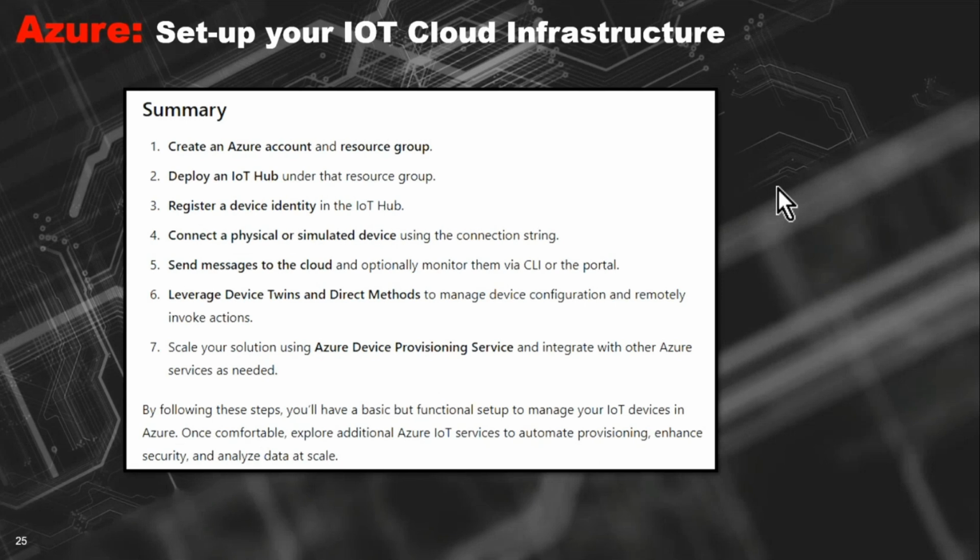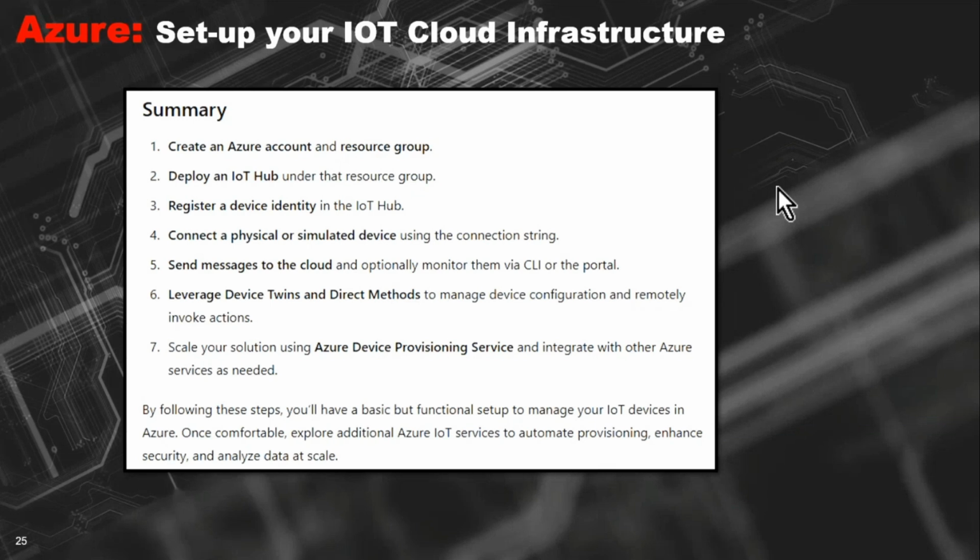So in summary, you create an Azure account, you need to create a resource group, you need to deploy an IoT Hub underneath the resource group, you need to then register a device identity in the IoT Hub. You can then connect a physical device like a Raspberry Pi, or you can use for testing a simulated device using the various different connection strings. And then you want to send a message to the cloud and optionally monitor them via the command line interface or the UI portal. In step 6, you need to then leverage your device twins perhaps and direct methods to manage the device configuration to allow you to remotely invoke various different types of actions.